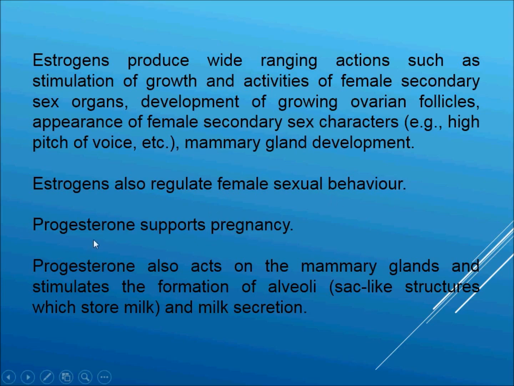Estrogen also regulates female sexual behavior. And what about progesterone? Progesterone supports pregnancy because progesterone is also known as the progestational hormone that maintains pregnancy. Progesterone causes increased secretion of mucus in the cervix of the uterus that forms a protective plug during pregnancy. Progesterone also acts on mammary glands and stimulates milk formation, milk secretion and milk ejection. So I hope estrogen and progesterone functions are clear to all of you now.